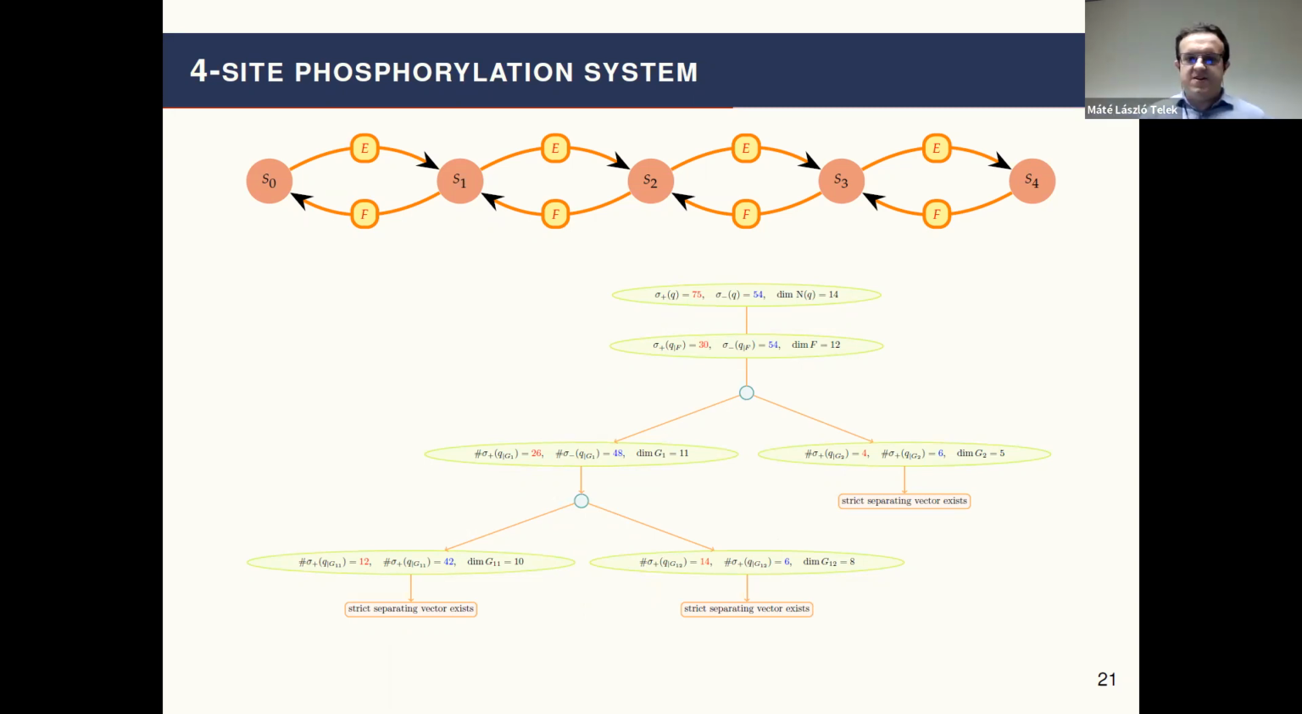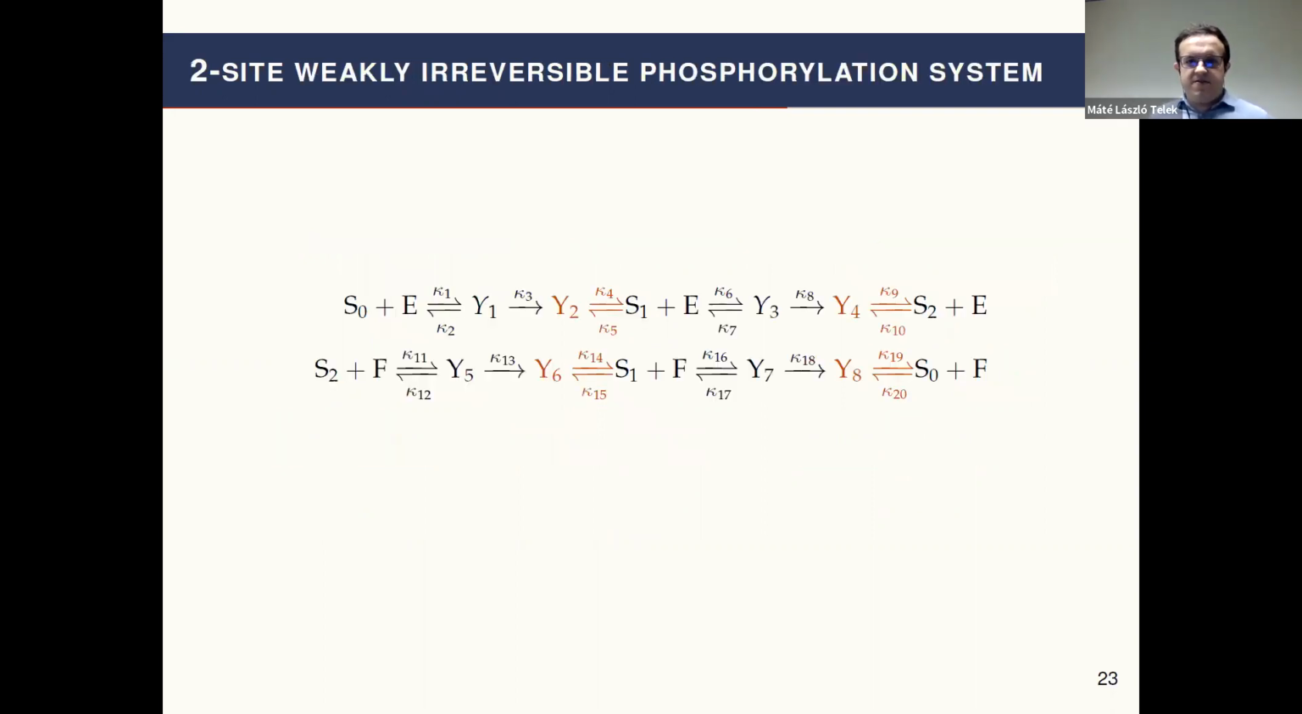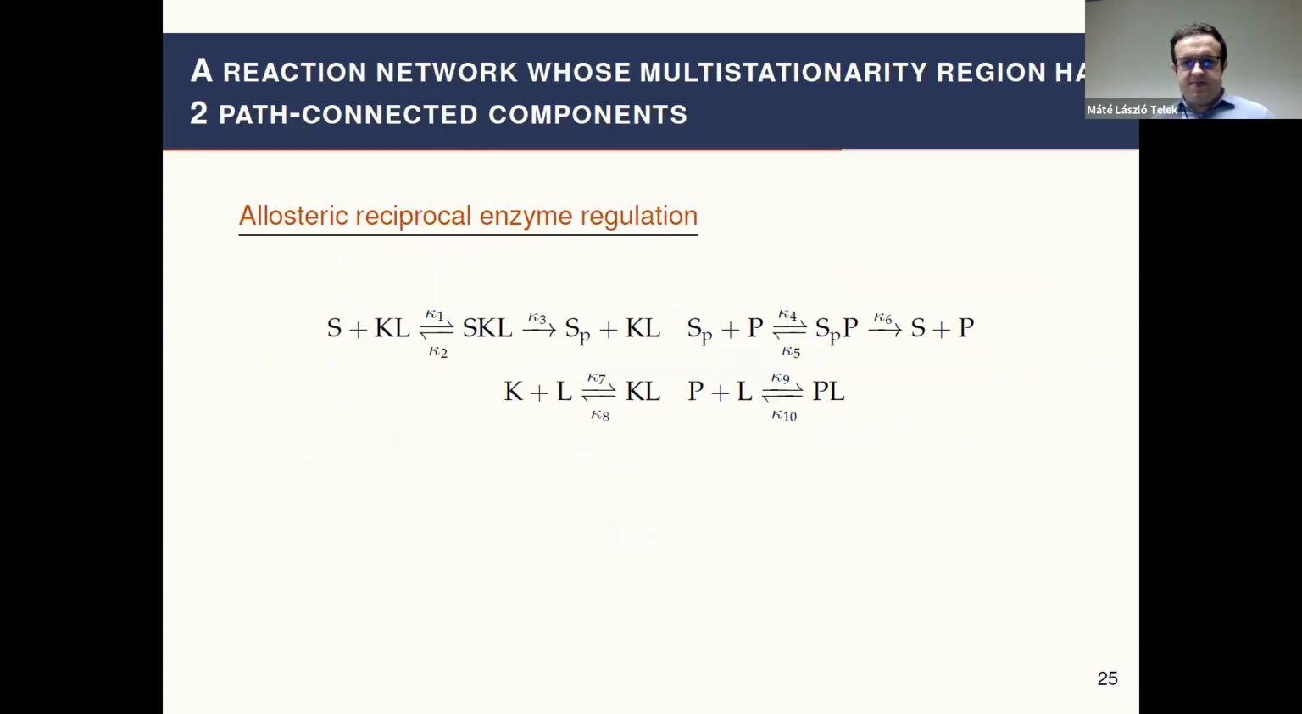So putting all the arguments together, one can conclude that the parameter region of multistationarity for the four-site phosphorylation system is connected. And here's the funny thing. You can do the same game for number of binding sites equal to 5, 6, and 7, and you get exactly the same pictures. So now the conjecture is: does it happen for all n larger than 4? This is something we do not know, but it would be pretty nice to investigate. Here is just another network where you can play this game, but let's skip this example.